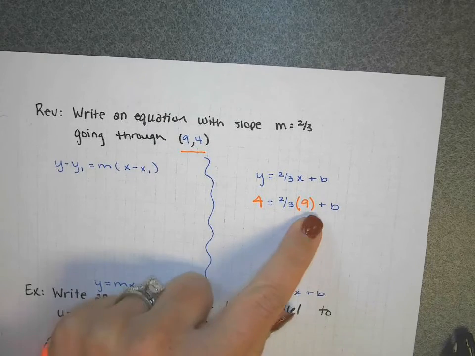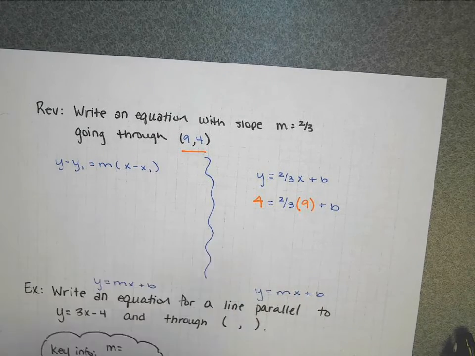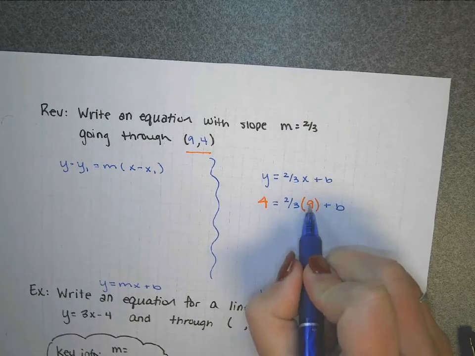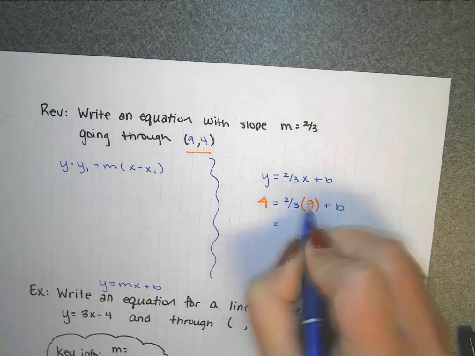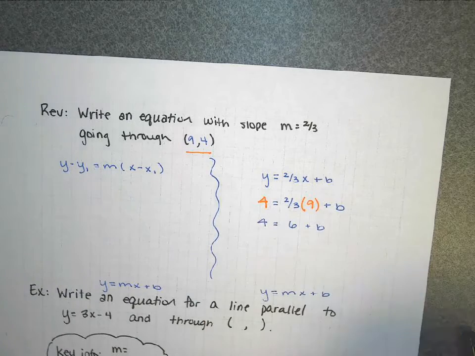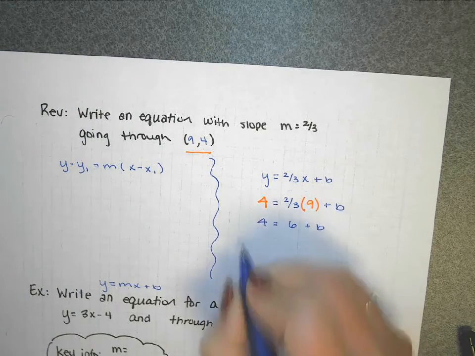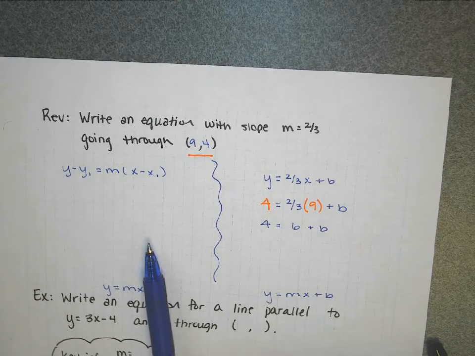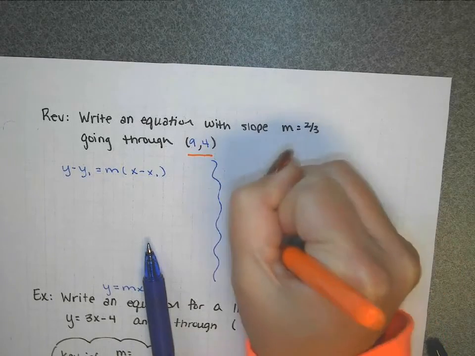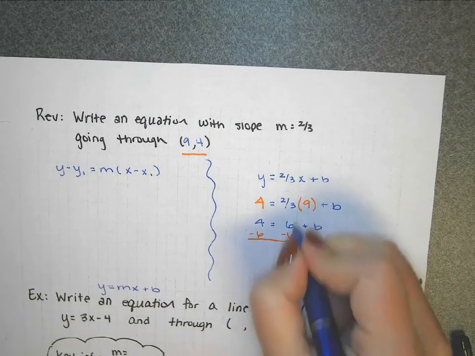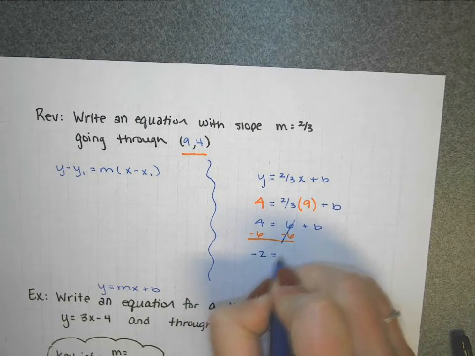So then what we're going to do is when we plug in 9, we know that y is 4. So what we can do now is we can solve for b. So 2 times 9 is 18. 18 divided by 3 is 6. So that's what that turns into right there. Subtract 6 from both sides. You're going to get -2 equals b.